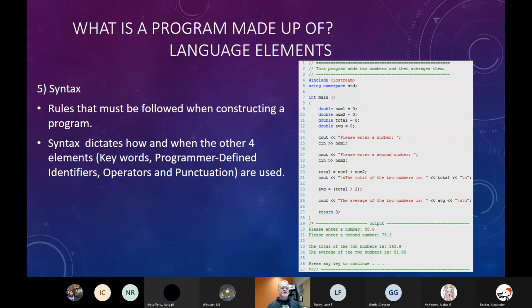When do you use keywords? When do you define your own identifiers? When do you use operators and when do you use punctuation? That's what syntax is. You'll hear me use the word syntax every class period for the rest of the semester, or in any other programming class that you take with me.